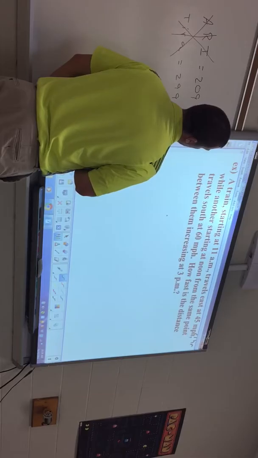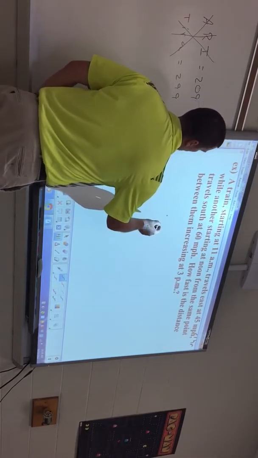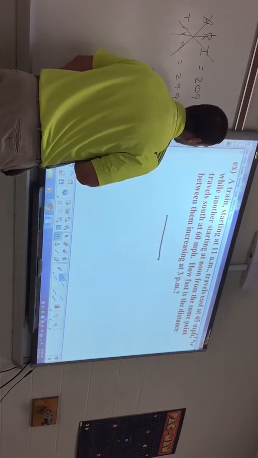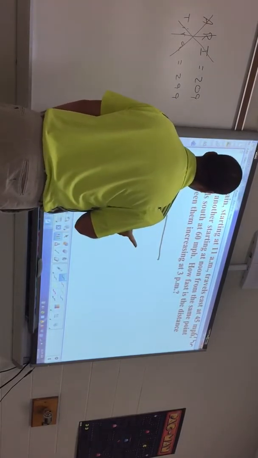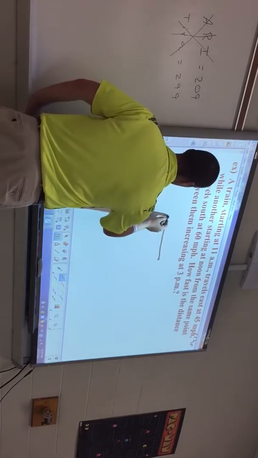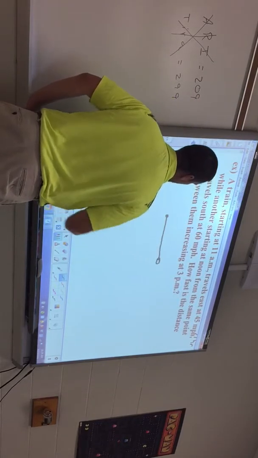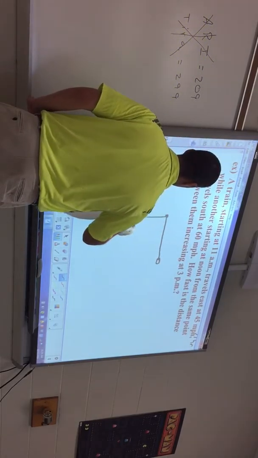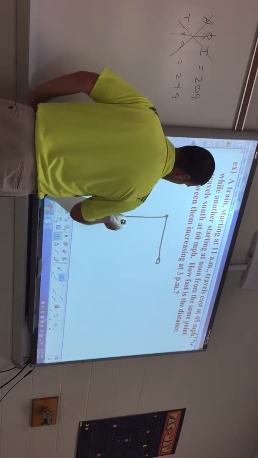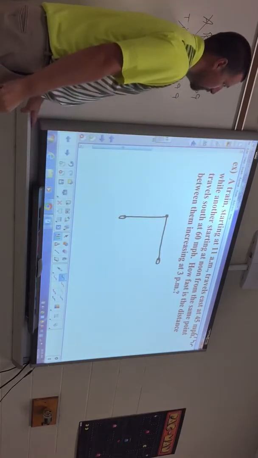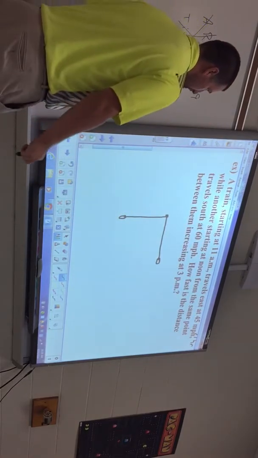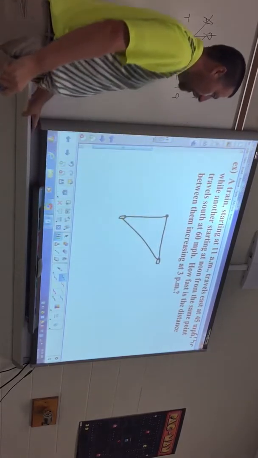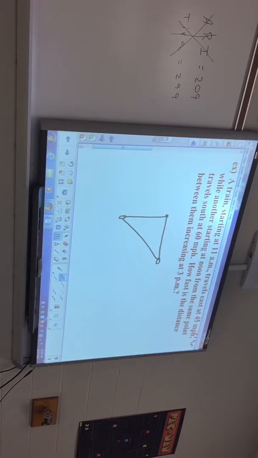So I've got a train station, I guess. I've got one train that's going 45 miles per hour east. So this is where I started, and this is my train. And then I've got one that's going south, and that's where this one's at. And the question is, how fast is the distance between them increasing at exactly 3 o'clock?